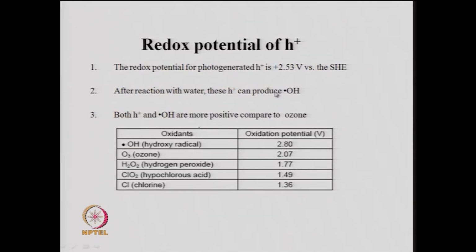The redox potential for the photogenerated hole is around 2.53 volts versus the standard hydrogen electrode, and after reaction with water, the holes will produce hydroxyl radicals. Both holes and hydroxyl radicals are more positive compared to ozone. If you see this oxidation potential, the hydroxyl radical is much stronger than ozone as an oxidizing agent and much stronger than hydrogen peroxide. So, the hydroxyl radical, which is produced by the holes in a photocatalytic process, is a powerful oxidizing agent as seen by the oxidation potential, and hence it will oxidize water into oxygen.